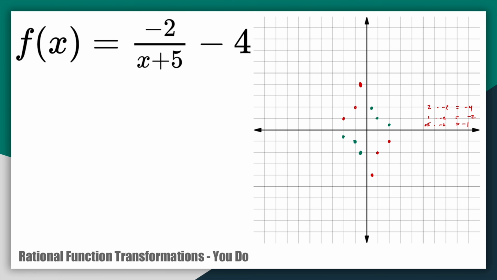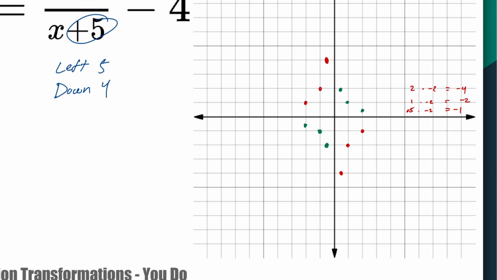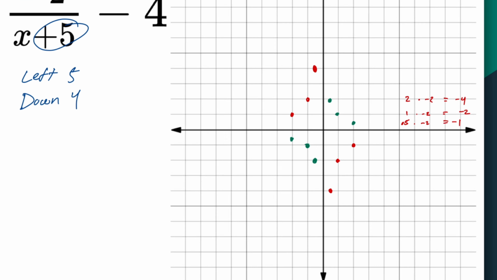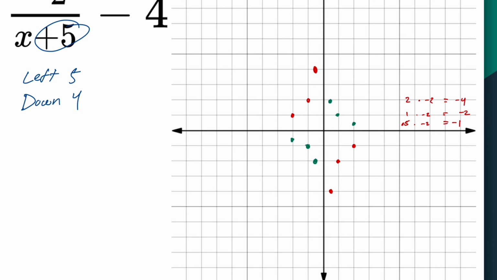Now I got to handle the horizontal vertical shift. So we got +5, which means it is left 5. We have a -4, which means down 4. Okay. So I'm going to all the red points, moving them left 5, down 4. Okay, and I'm going to do that in blue. So let's see, 1, 2, 3, 4, 5. 1, 2, 3, 4 puts me here.